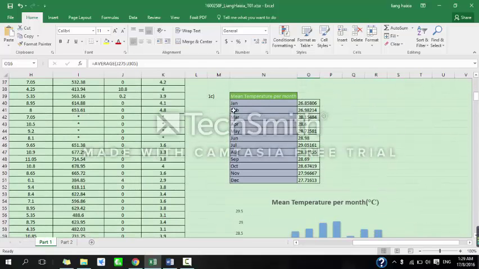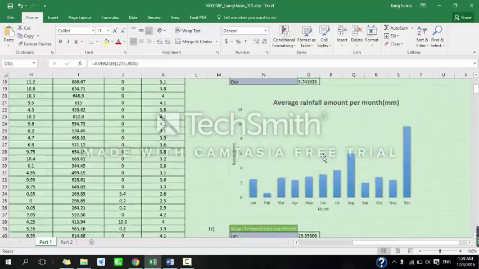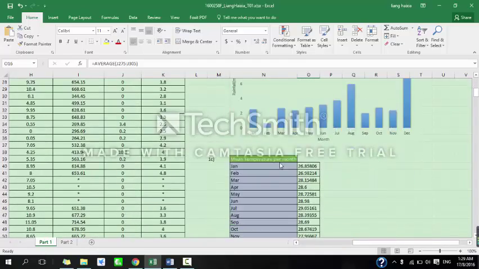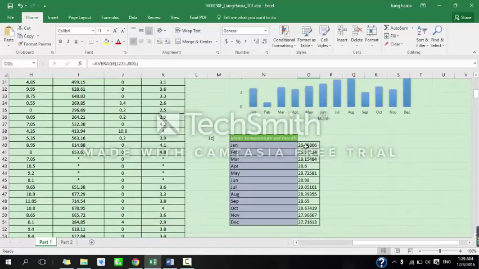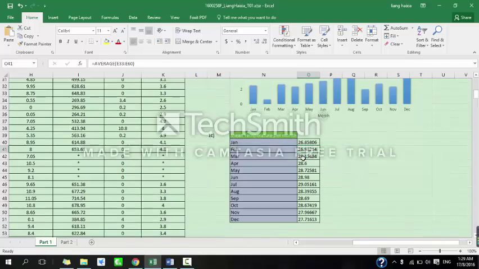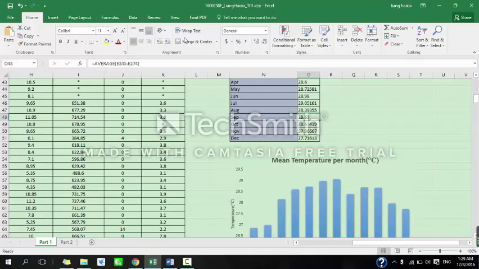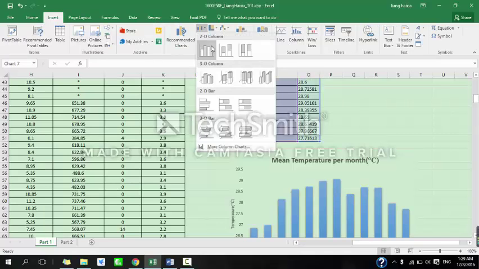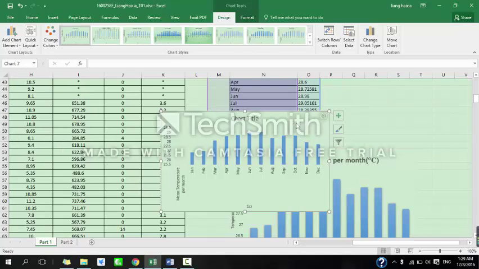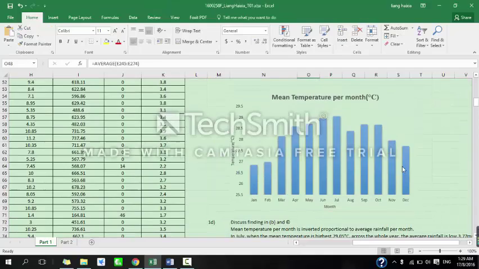Then next, we need to find the mean temperature per month. This question uses the same way as part B. We use equal AVERAGE and find the mean temperature of 1st Jan to 31st Jan, and the following months use the same way to calculate the mean temperature. Then click on any of the boxes, insert bar chart, and the data is out. So this is the data.